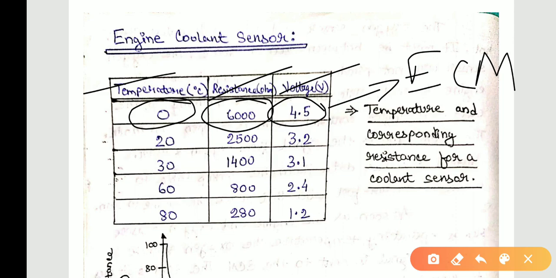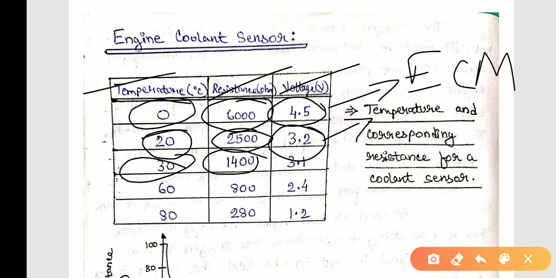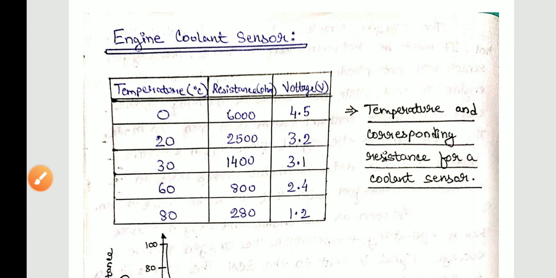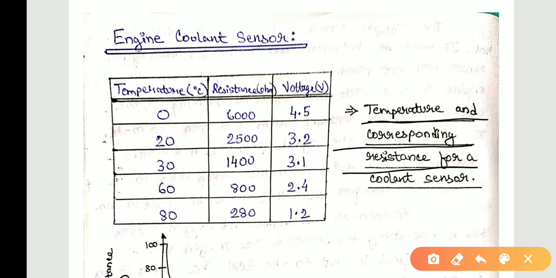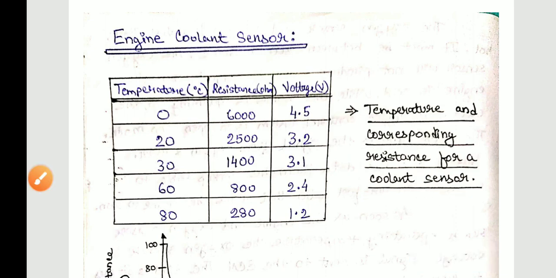Now see, in the next row, when 3.2 volts is sent to the ECM, it will indicate that the coolant temperature is 20 degrees centigrade and the resistance is 2500 ohm. Next comes 3.1 volts. This will indicate 30 degrees centigrade and 1400 ohm. This is how it works, right? So this is the table. This table is called temperature and corresponding resistance for a coolant sensor, right?